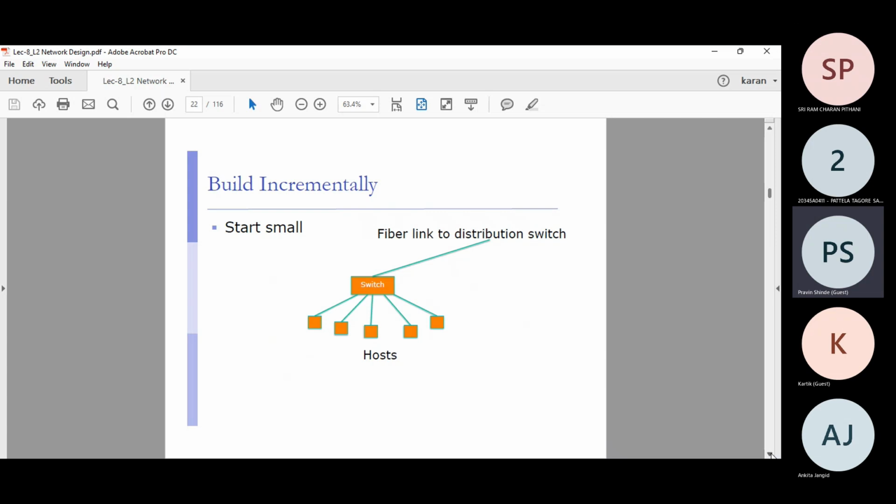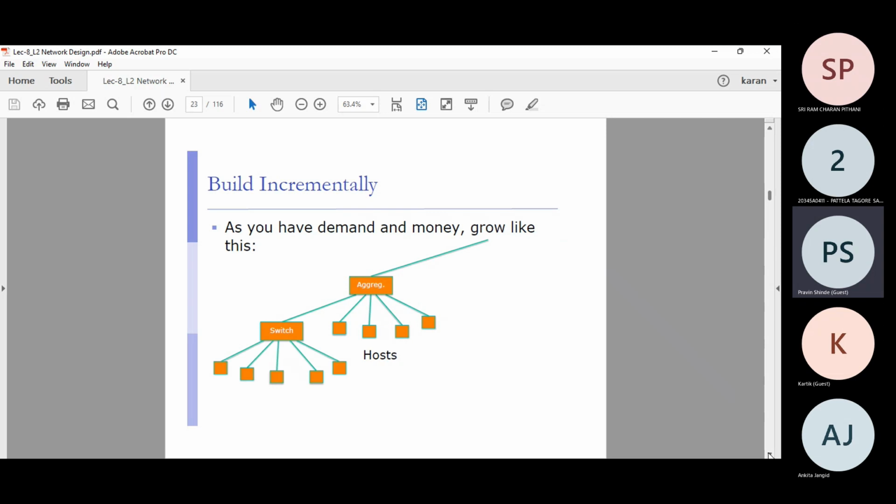This is a small network. This is a fiber link to a distribution switch. So this fiber is connected to this switch, and this switch is connected to the host via Cat6 cable with 100 meters. The main link is a fiber link that is 1 kilometer to 20 kilometers. Incoming to this switch, and after the switch 1, 2, 3, 4, 5 hosts are connected with 100 meters. So that is a small network, a small building.